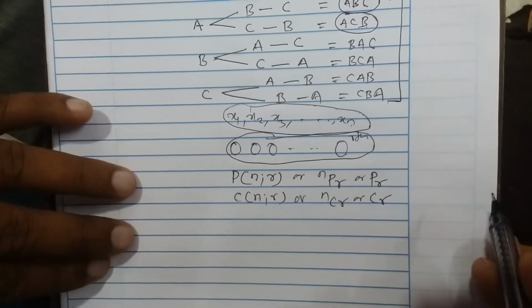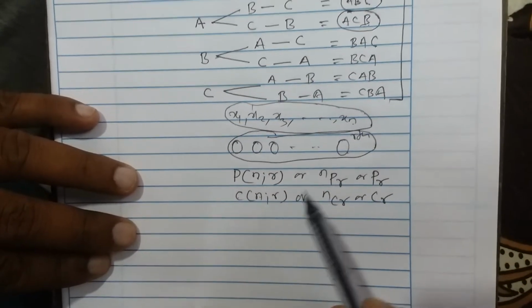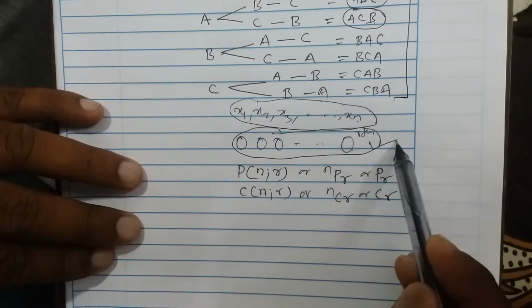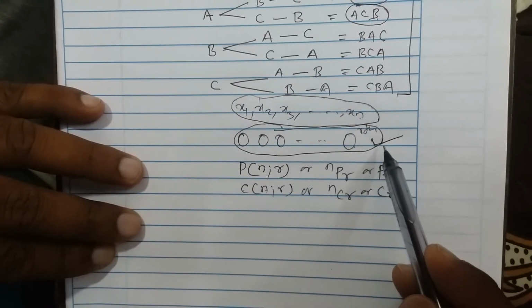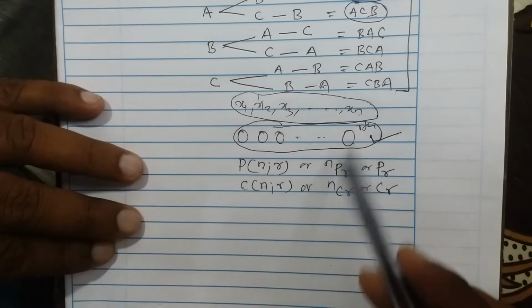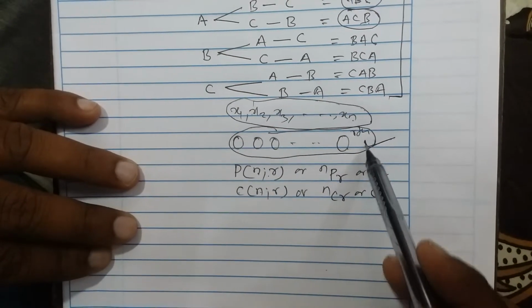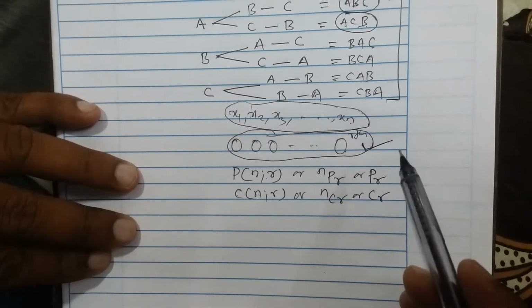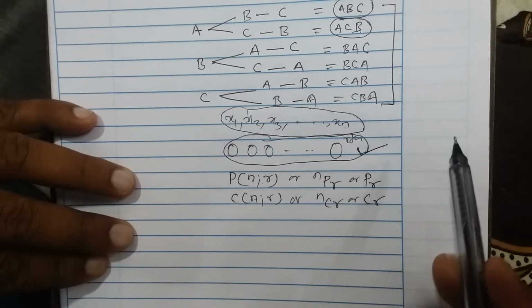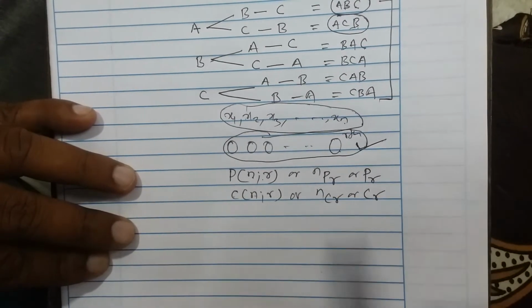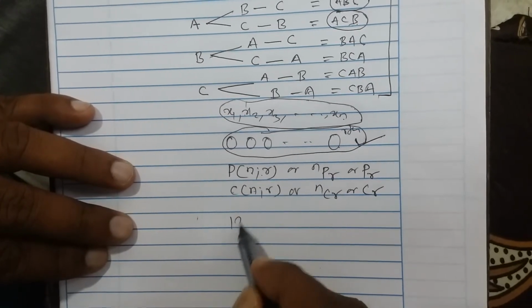So we came to the conclusion that the number of ways by which r-object results can be made from n given objects with regard to order is called permutation. If there is no regard of order, then it is called combination. You must remember the word order. For example, if you are making a number, consider a number 123.